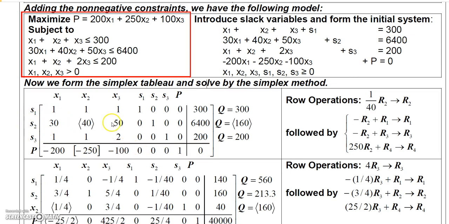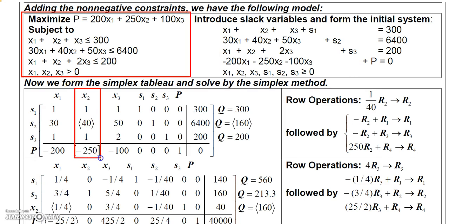And you know you're starting out with S1 as a basic variable identified with row 1. S2 is a basic variable identified with row 2. S3 is a basic variable identified with row 3. And P is a basic variable identified with row 4. Now, since we have negatives on the bottom row, we know we have to go through the pivoting process.